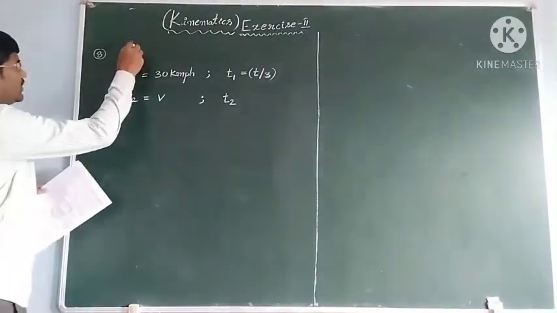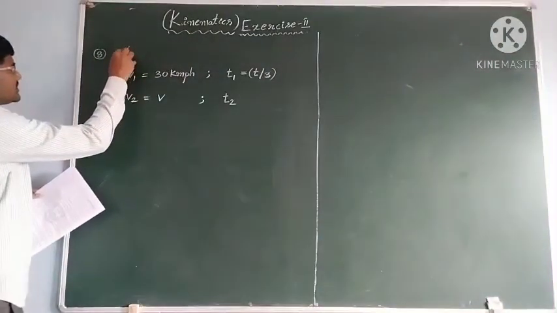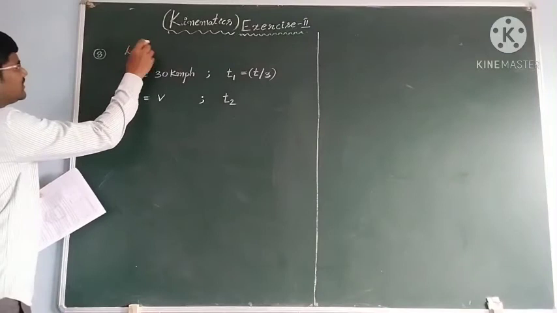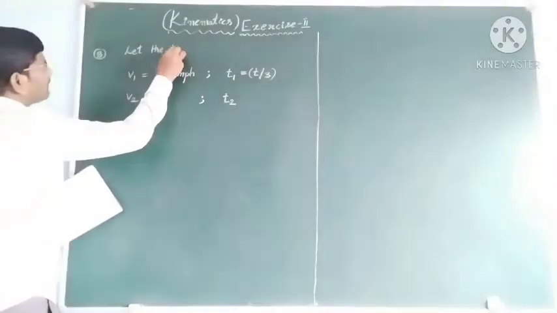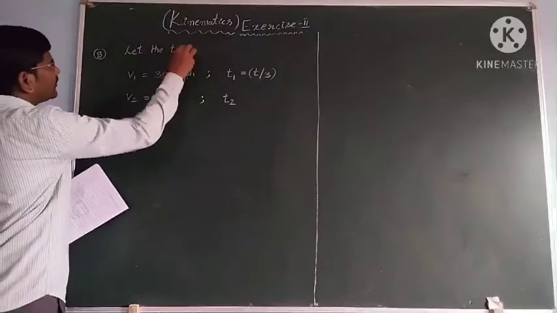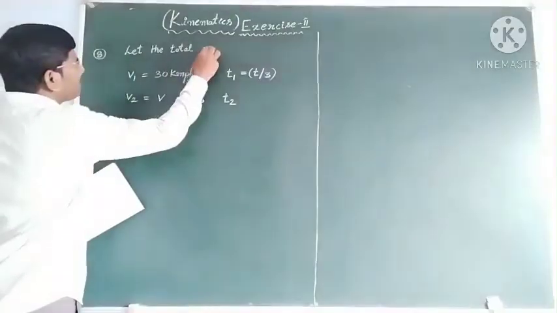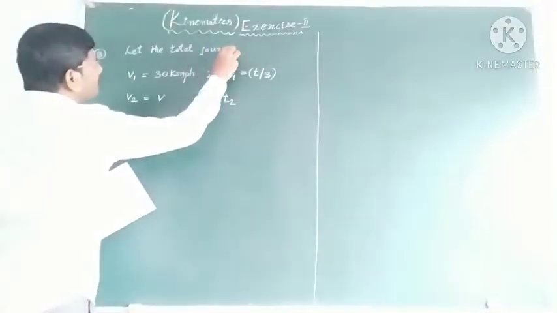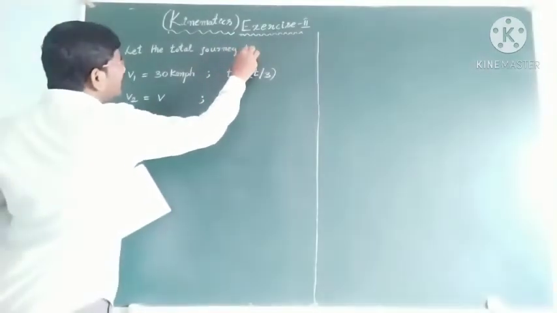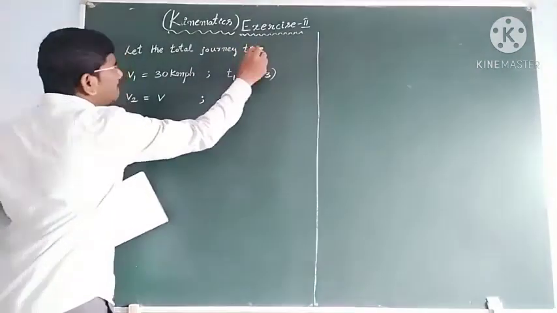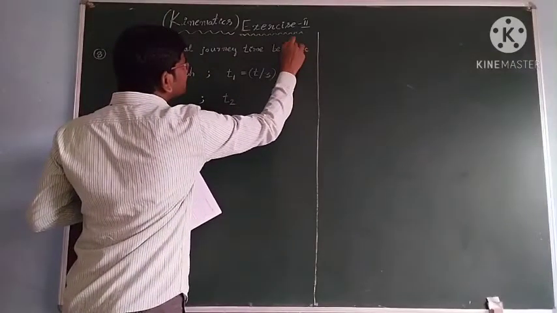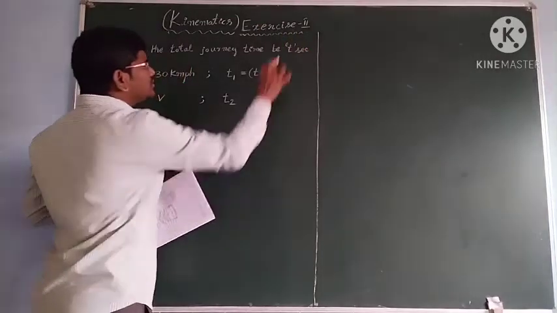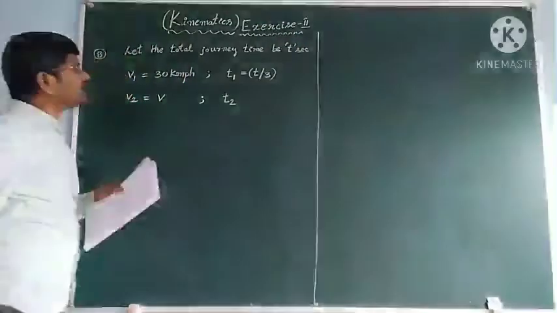So let the total journey time be T seconds. So you are taking the total journey time to be T seconds.